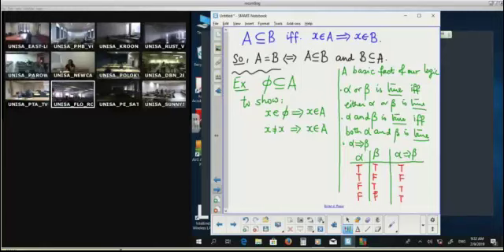So the statement alpha implies beta can be false in only one case. In this statement, alpha is usually said to be the hypothesis. Okay? Beta is said to be the consequent.